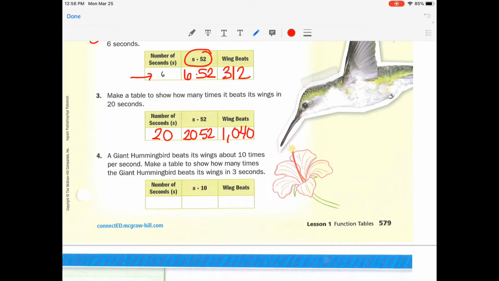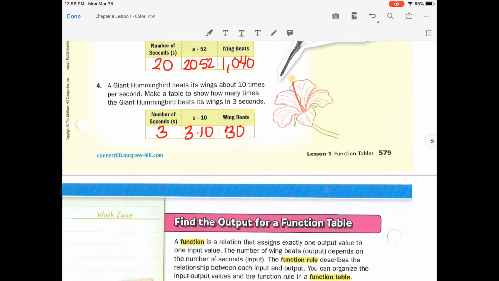Okay, let's take a look at the next one. It says a giant hummingbird beats its wings about 10 times per second. Make a table to show how many times a giant hummingbird beats its wings in 3 seconds. So we want it to be 3 seconds, and we're going to take those 3 seconds times 10 to give us a total of 30 wing beats. Okay, this is an introduction to what we're doing. So go ahead and turn to the next page.